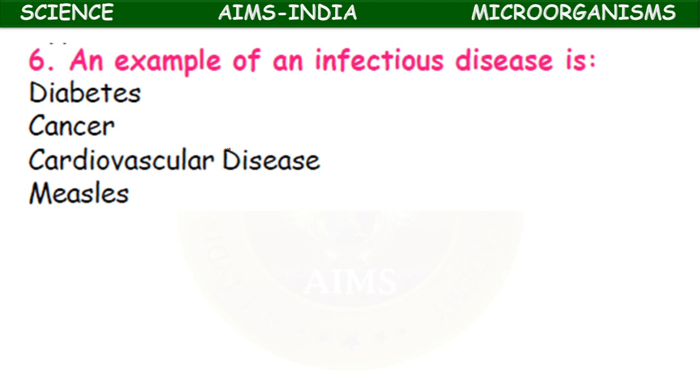An example of an infectious disease is, here of the 4 options, 3 are non-infectious, and 1 infectious disease you have to identify. The options are diabetes, cancer, cardiovascular disease, measles. The first 3 options represent non-infectious diseases. The last option, measles, is an infectious disease. Measles is an infectious disease caused by a virus.